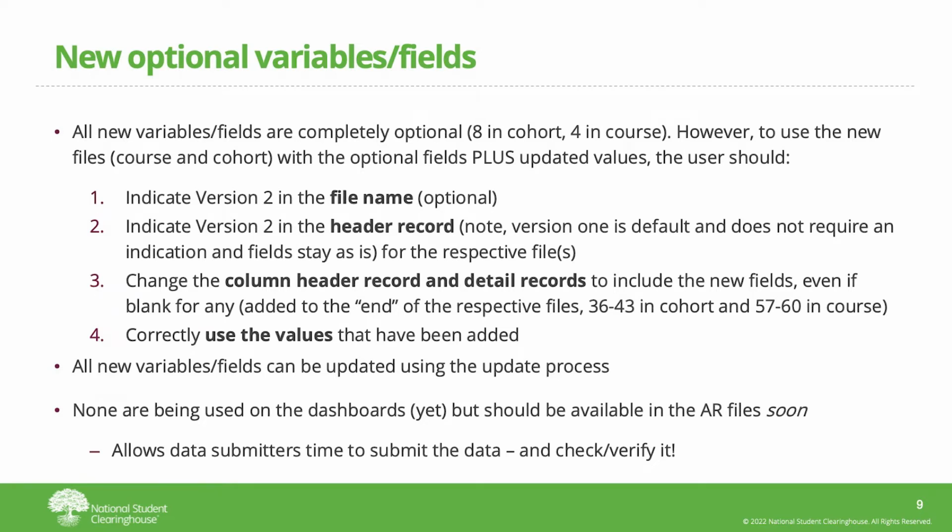The third thing you need to do is make sure to change the column header record and detail records to include the new fields, even if you're going to keep some of them blank. Again, they are completely optional, so you can potentially keep, let's say in the cohort file, 7 of them blank when you just want to upload 1, and I'll talk about how to actually do that. But you do need to make sure that the column header record and detail record structure changes to reflect that. Also, we do, of course, ask that you correctly use the values that have been added, and I will talk about all of those new values and fields that have been added across each of the files in turn.